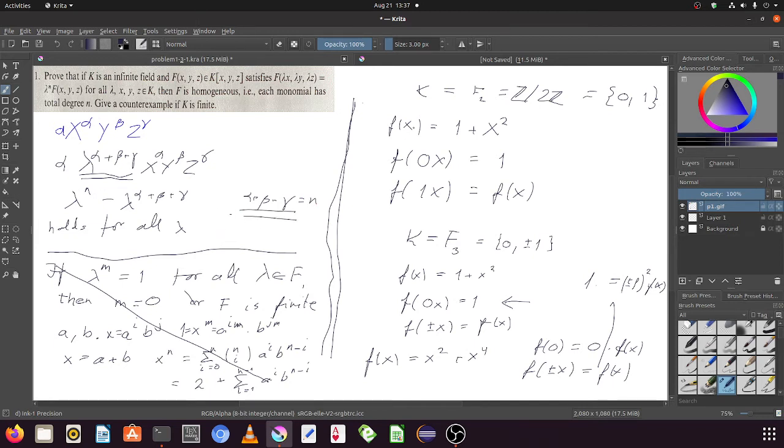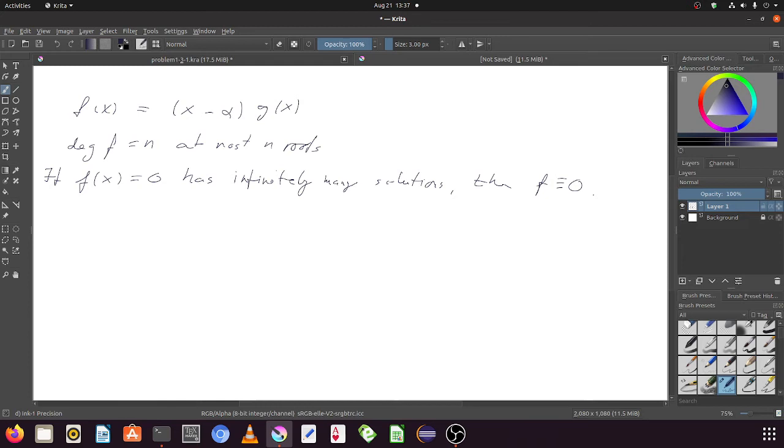Now, if we go back to the field with two elements, then we can construct a polynomial x minus 0 times x minus 1, and I claim that p of lambda x equals lambda squared times p of x for lambda equals 0 and unity.